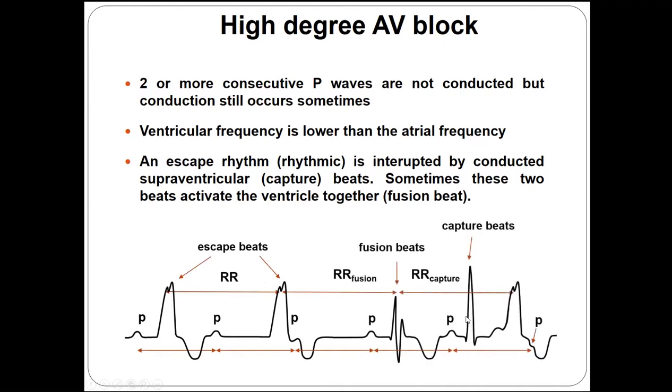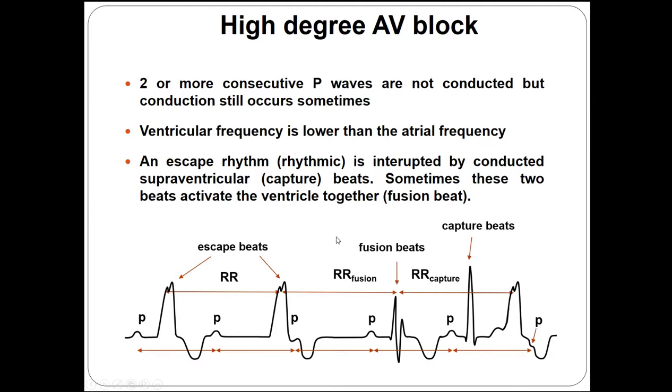So here, this QRS is narrow, it looks like a supraventricular beat. That is called the capture beat. But this is not in time, so that makes it arrhythmic. So the high degree AV block is arrhythmic. When we do have an escape rhythm, that's rhythmic. But when we have a capture beat, that makes it arrhythmic.